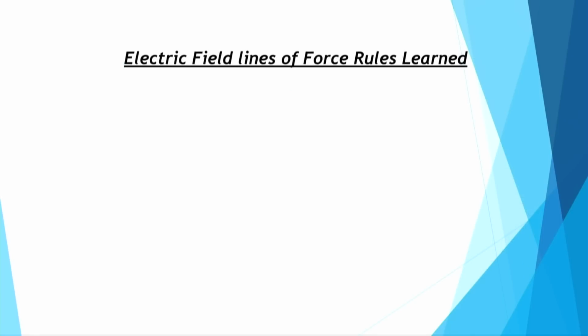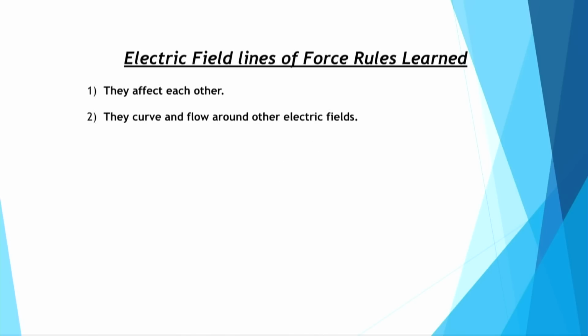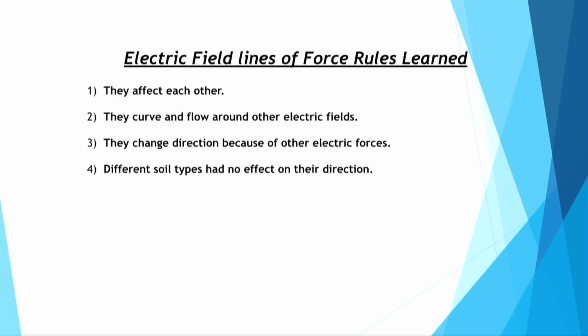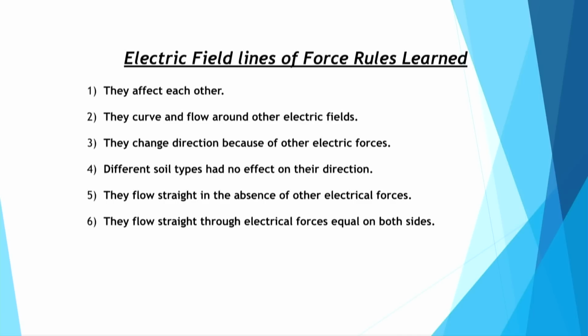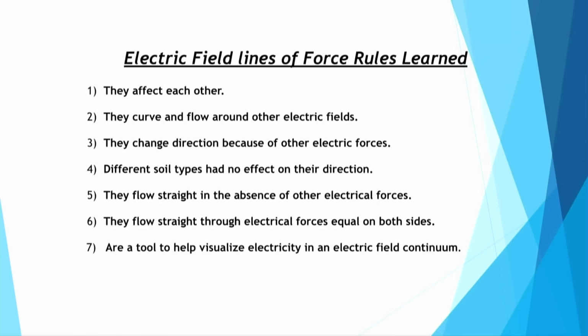The electric field lines of force rules learned. 1, they affect each other. They curve and flow around other electric fields. They change direction because of other electric forces. Different soil types had no noticeable effect on their direction. They flow straight in the absence of other electrical forces. They flow straight through electrical forces equal on both sides. They're a tool to help visualize electricity in an electric field continuum.